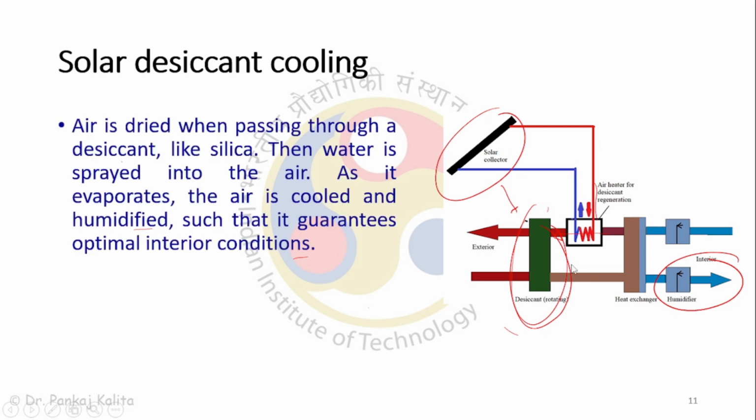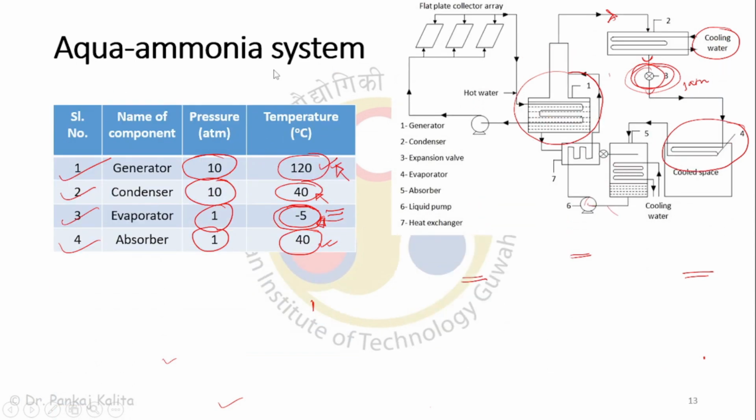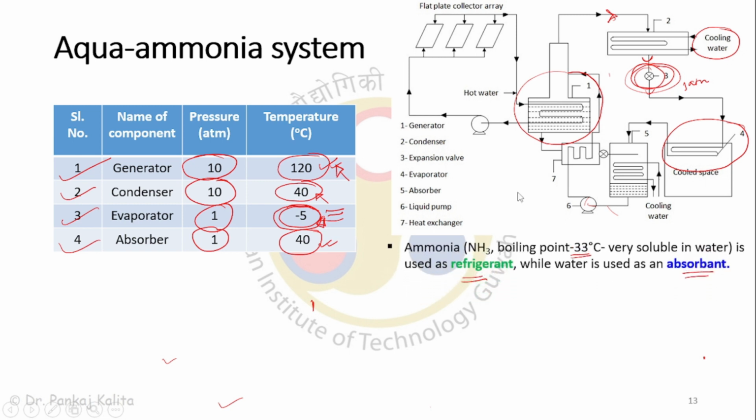Air is dried when passing through a desiccant like silica. Then water is sprayed into the air. As it evaporates, the air is cooled and humidified, so that it guarantees optimal interior condition. Then there is the aqua ammonia system, which is based on the vapor absorption type. A generator is there where the energy can be provided through solar thermal systems. This is the basic working at different temperatures. Remember, these can be very important and can be asked in the assignments as well as final exams. It can provide both air conditioning and refrigeration.